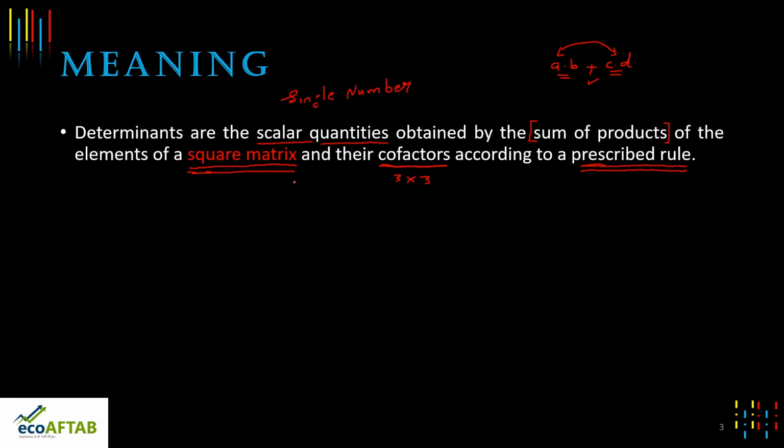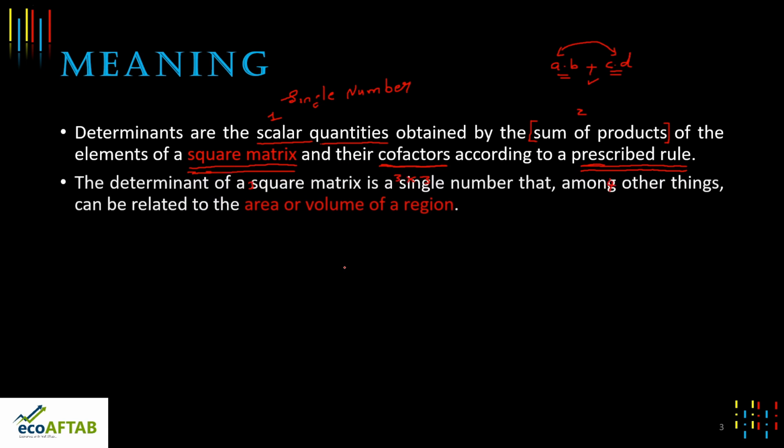So, these are a few important things that we need to keep in mind when we are speaking about determinants. First, determinants are a scalar quantity, which means it is a single number obtained by sum of products, that is, multiplying two numbers and then adding them together, of what type of matrix? Of a square matrix. So, this is the second important thing, it should be a square matrix. Third important thing, and it has a prescribed rule, that is the fourth important point that we need to remember. This is the basic of determinant.